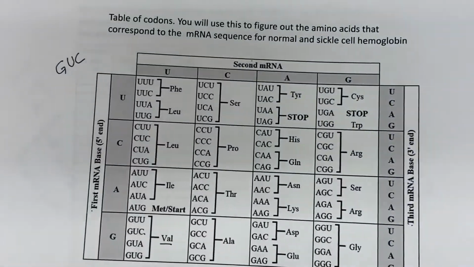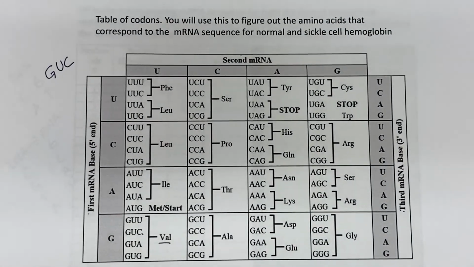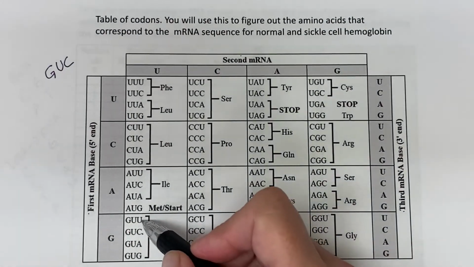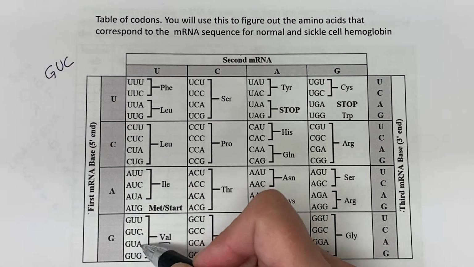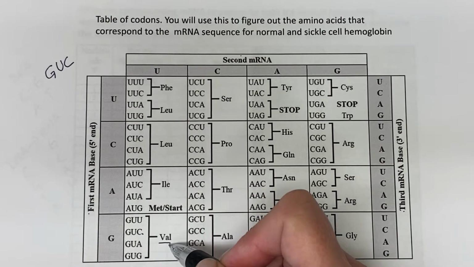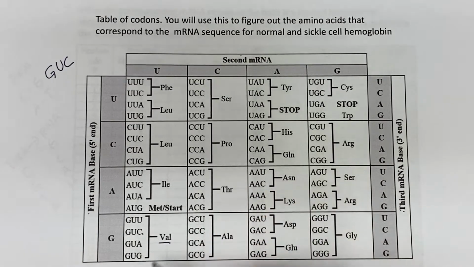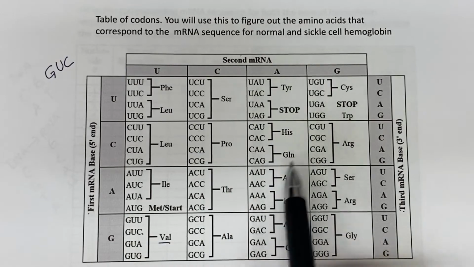Also notice that if we look at this table of codons, we can see that there were 3 other codons that could also have coded for Val. And so that kind of repetition in the genetic code is very normal. You can see that happens quite a few times.